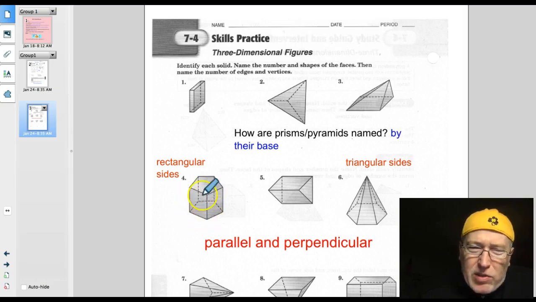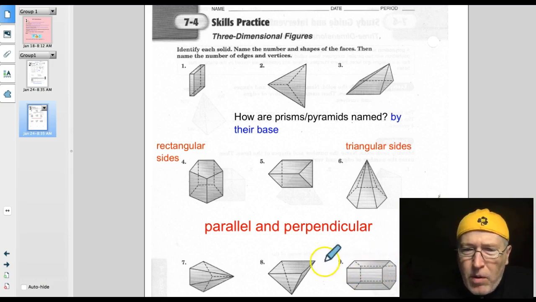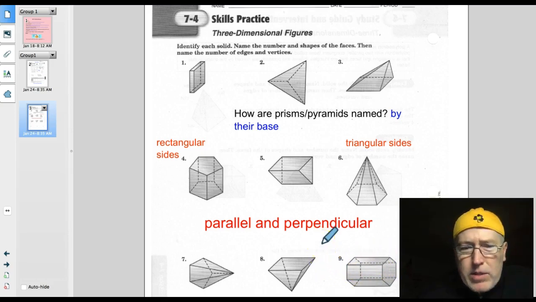rectangles. Here's a triangular prism. Triangular bases, and the bases are connected with rectangular sides. What else we got? Looks like the hexagonal prism, 2 hexagon bases. These are parallel to each other again and perpendicular to the sides, those rectangular sides. Okay? Pyramids are also named by the bases.